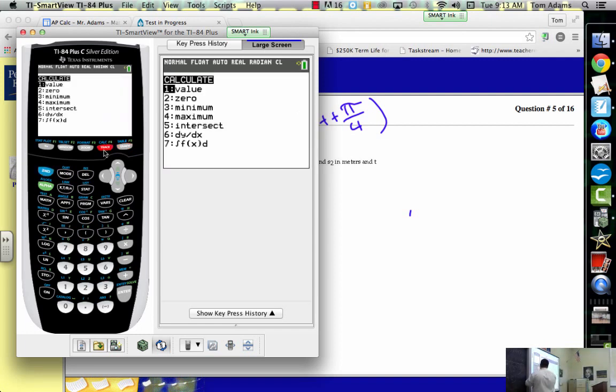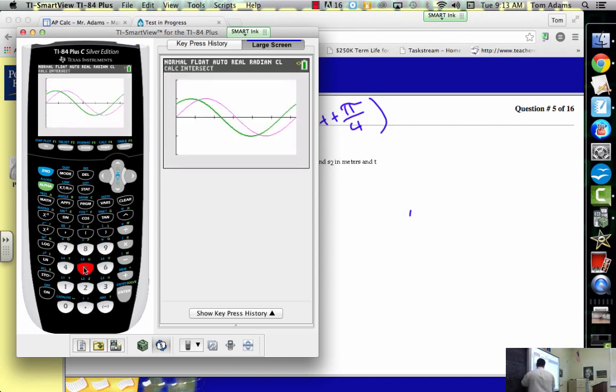I can just hit second trace and go to 5 for the intersection. Then I move my cursor along the path of the first curve until I get pretty close to the second curve and hit enter. It asks for the second curve, then guess, yep. Now it gives me x is 1.17. Can anybody take a guess what that might be? Let's write it down. This occurs when t is equal to 1.17.